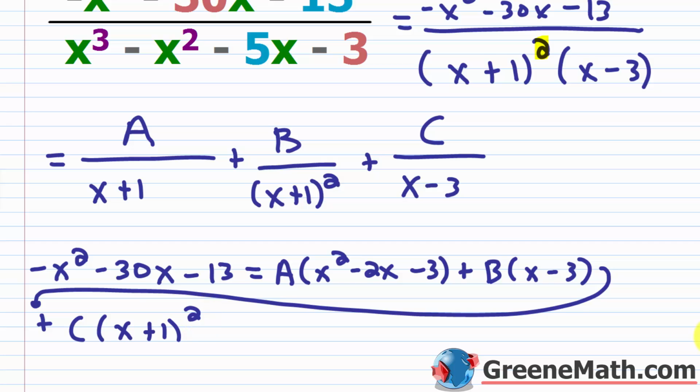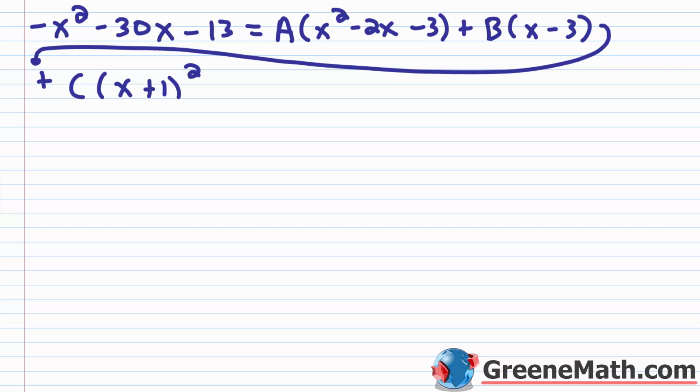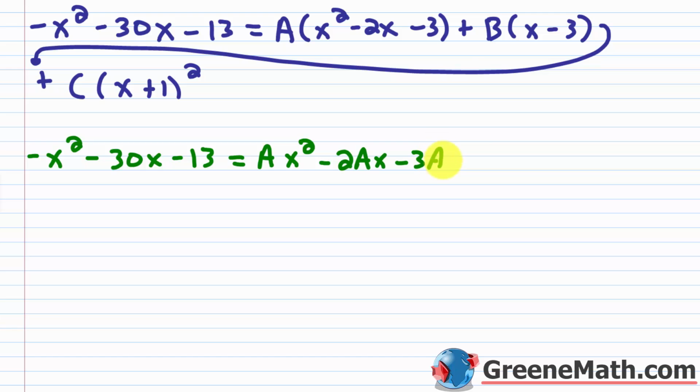Okay, so let me scroll down a little bit now that we have everything. We'll get some more room going. All right, so I'm going to have -x squared minus 30x minus 13 is equal to, I'm just going to distribute this to everything. So ax squared minus 2ax minus 3a, and then plus bx minus 3b, and then plus, I'm going to continue this down here.